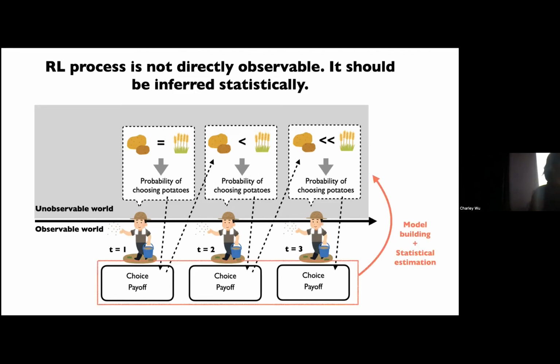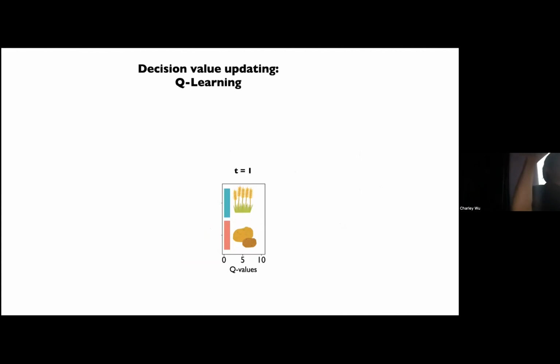Then what we're going to do is, we now have the model. We make some assumptions about the model, and then using a statistical method, we can infer the parameter values, or what kind of model would fit well with this observed data, through model building with a statistical estimation method. That's the overview of the reinforcement learning paradigm. And then let me introduce a specific type, the simplest reinforcement learning model.